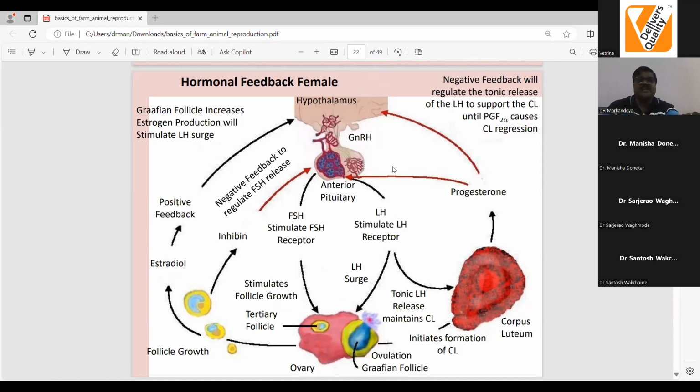So this entire role, which favors in a positive manner, is a positive feedback, and what favors inhibition of the hormone is a negative feedback, and the cyclicity is maintained like this.